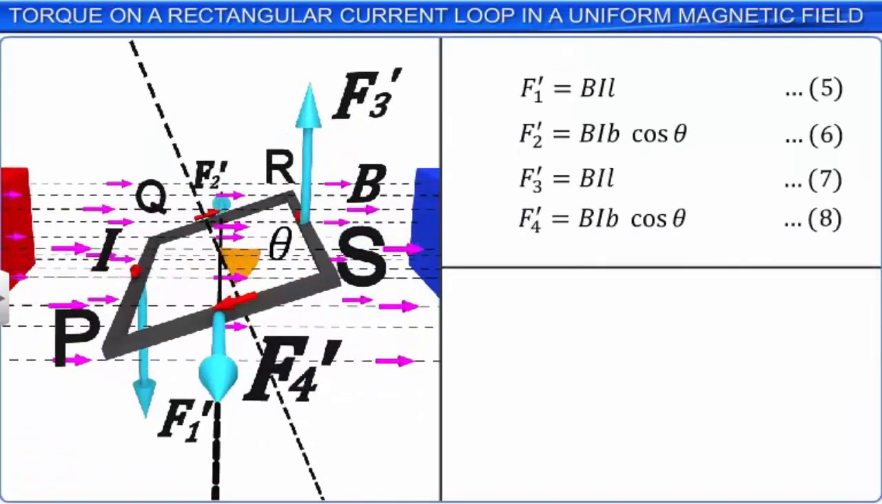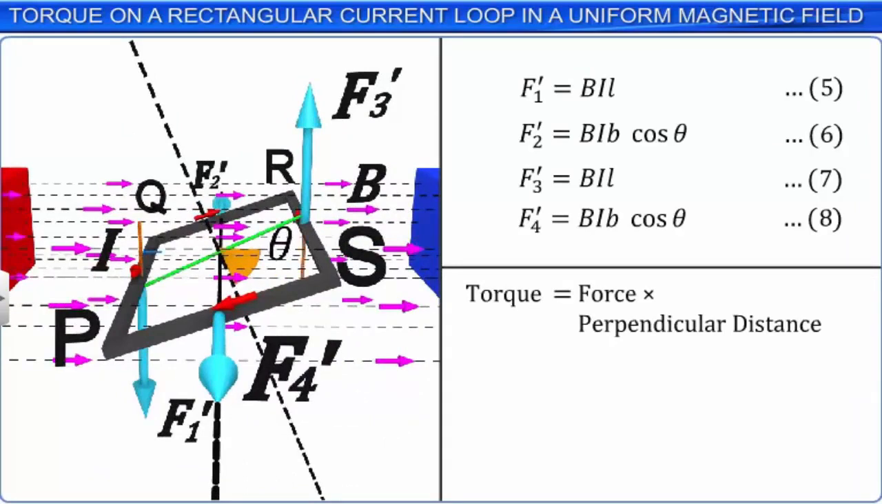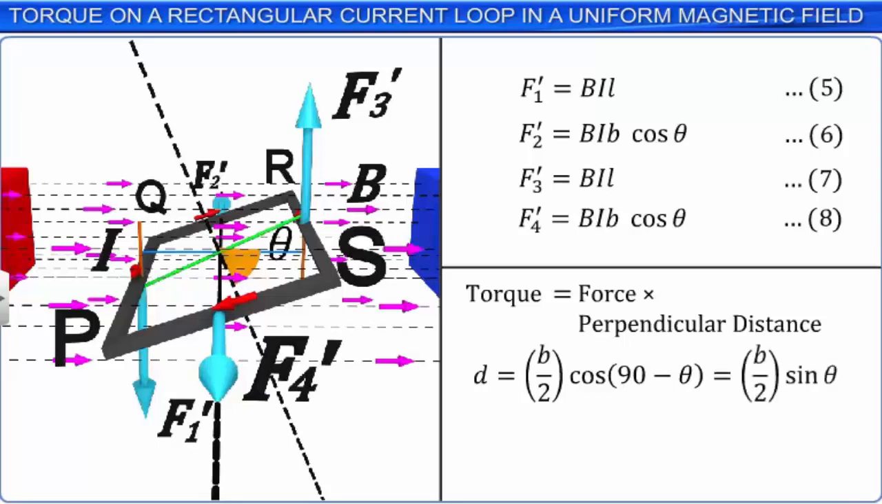The magnitude of torque due to F1' is equal to the product of force and perpendicular distance between F1' and the axis of rotation of the loop. Let D be the perpendicular distance between the force F1' and the axis of rotation of the loop. As the angle between the area vector and the magnetic field is theta, from the geometry of the figure, the perpendicular distance D between the force F1' and the axis is equal to b/2 into cos(90 minus theta), which is equal to b/2 into sin theta.